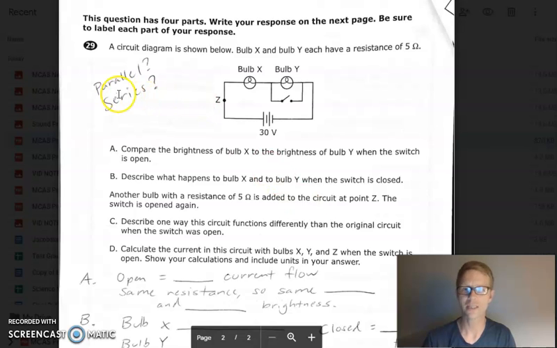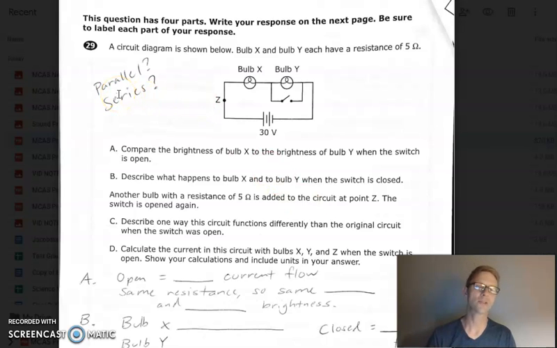Now we got a circuit question. Again, like we mentioned before, you want to ask yourself if this is a series or a parallel circuit. It says compare the brightness when the switch is open. So remember, open means no flow. So the brightness of these two bulbs is the same. It's the same current. They don't even ask you to explain all that, though. You can probably just get the correct answer and say that these are the same.